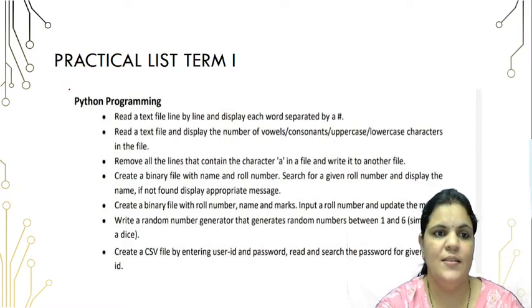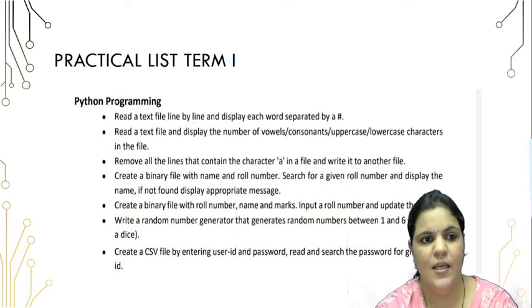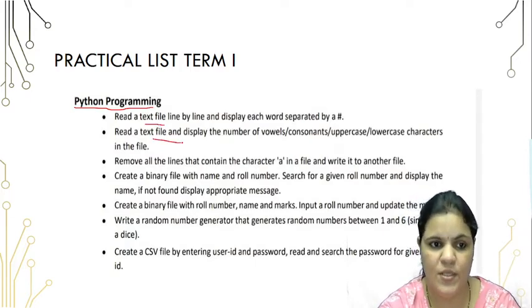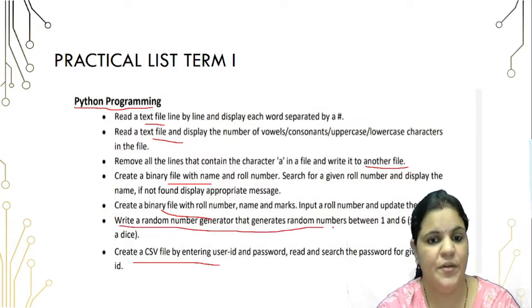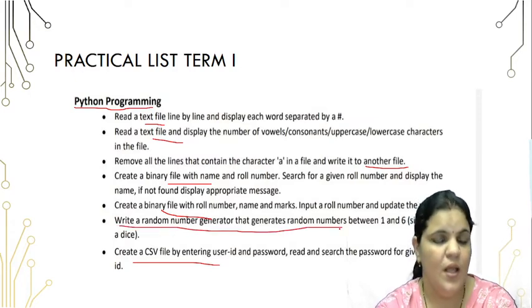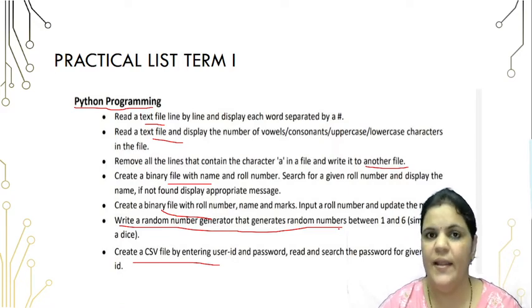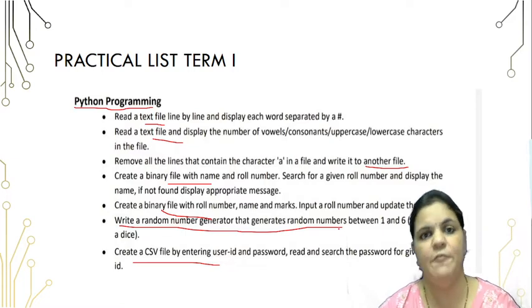Now, here is a suggested list of Python programs given by CBSE. Here you can see that all the programs belong to file handling only. First one is a text file, next one is also a text file, then also file handling, binary file, then CSV, a random number generator, that is the random module, and this program will be performed by using a function. So we are covering only 3 chapters, revision of Python 2, file handling and function. And here you can see the programs are also coming from file handling and function.